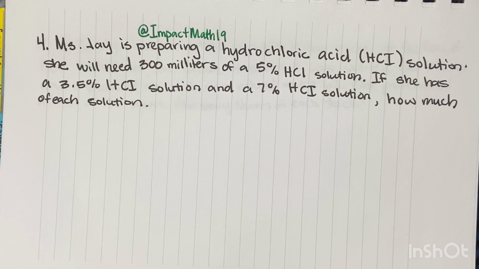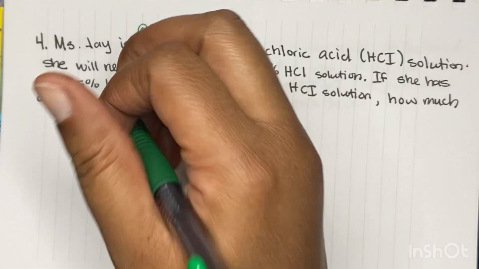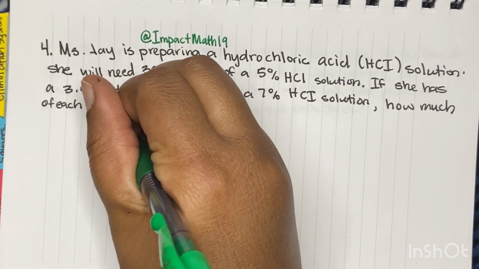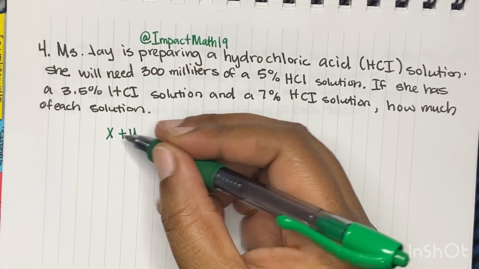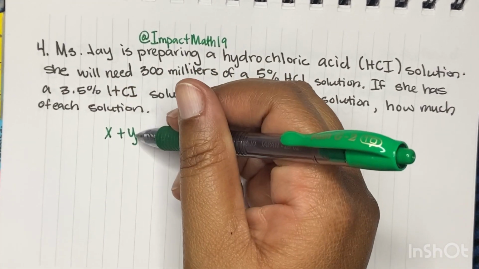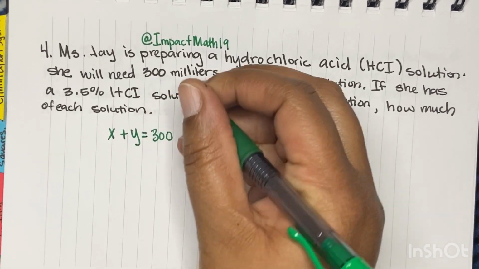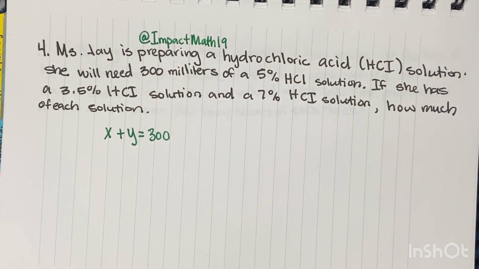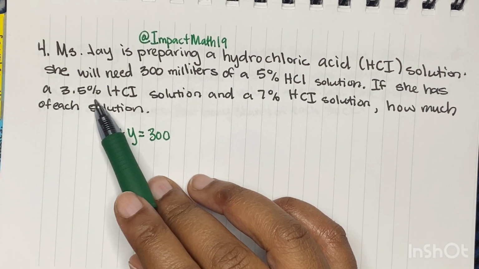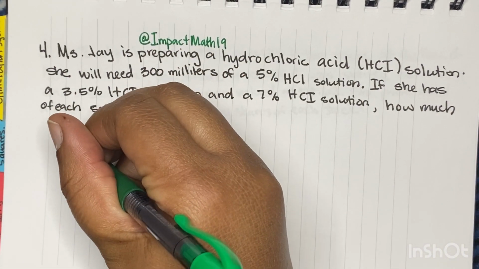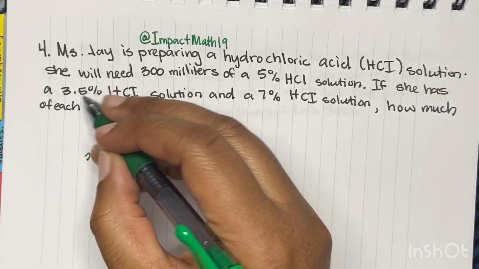Alrighty, so our first step is, we know we have two different solutions, but we don't know what they are. So when we don't know something, we're going to put x plus y, okay? We're putting x plus y because we have two different kinds. And we know we have 300 milliliters, okay? Now, if she has a 3.5, so we're going to put, but we want to change this to a decimal.